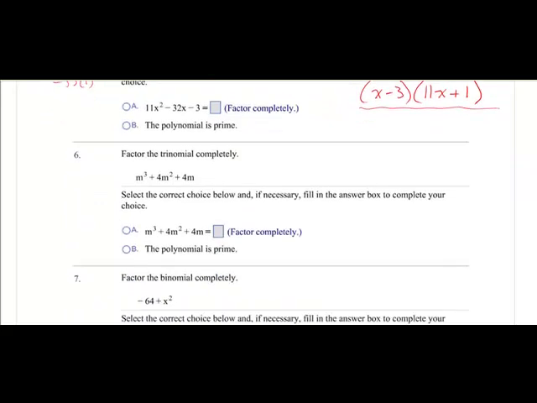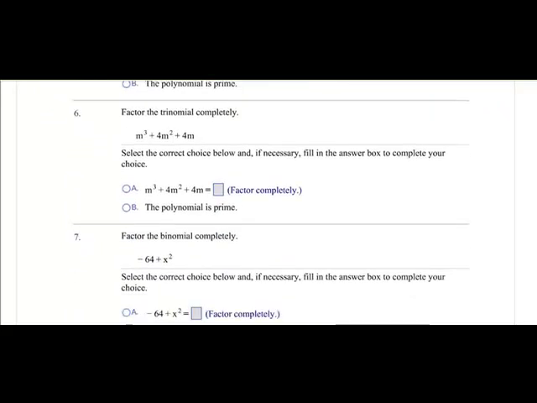Okay, number 6. Number 6 is pretty quick once you get the m out of there. Notice that all 3 terms, here I have m cubed plus 4m squared plus 4m. Well, all 3 terms are divisible by m. And once I factor out the m, I have m squared plus 4m plus 4. And now that is easy to factor.